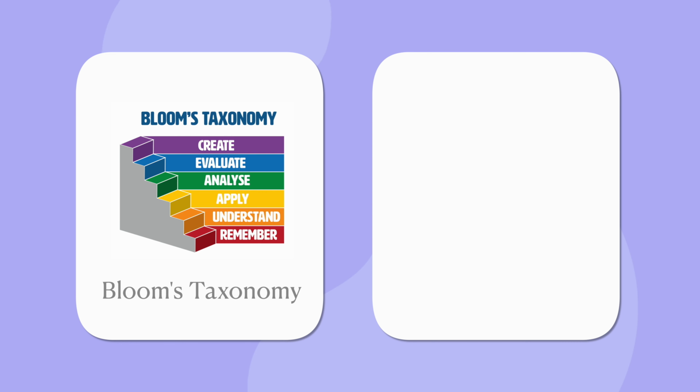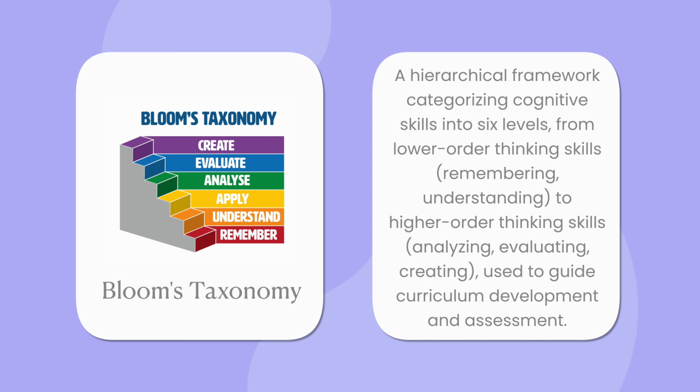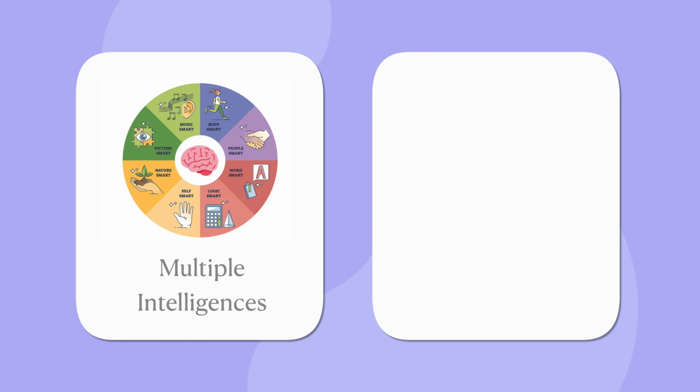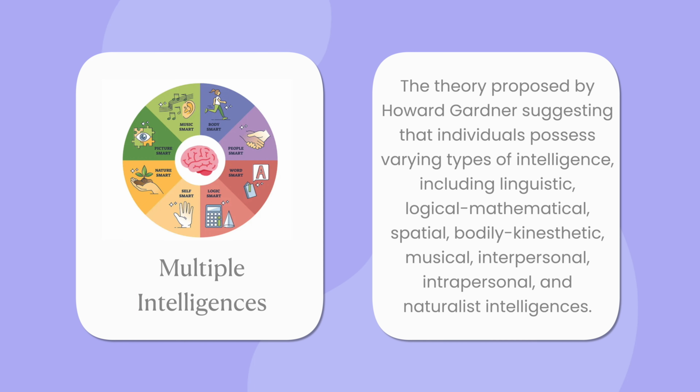Bloom's taxonomy. A hierarchical framework categorizing cognitive skills into 6 levels, from lower-order thinking skills, remembering, understanding, to higher-order thinking skills, analyzing, evaluating, creating. Used to guide curriculum development and assessment. Multiple intelligences. The theory proposed by Howard Gardner suggesting that individuals possess varying types of intelligence, including linguistic, logical, mathematical, spatial, bodily kinesthetic, musical, interpersonal, intrapersonal, and naturalist intelligences.